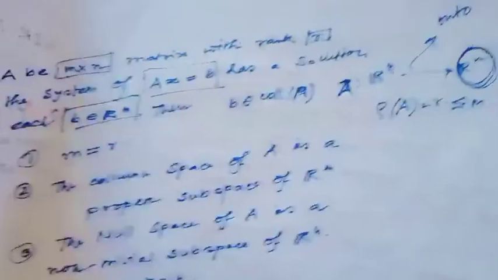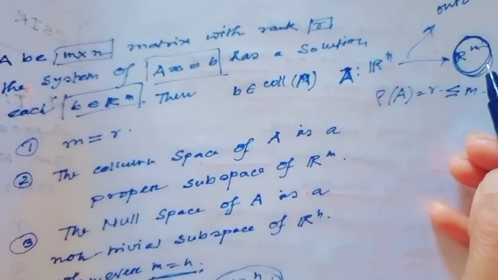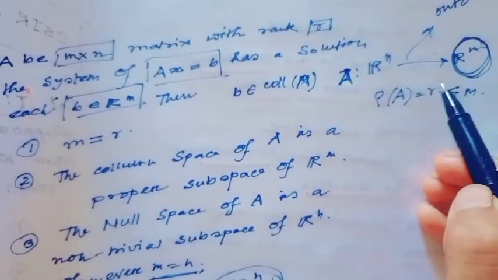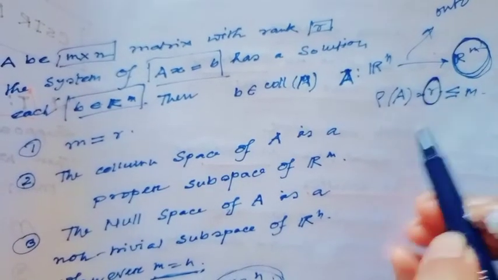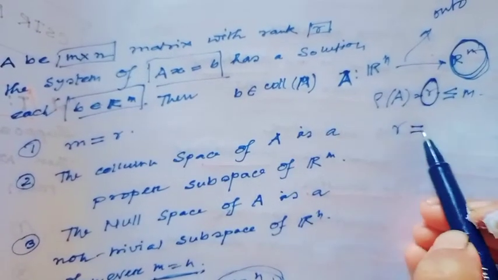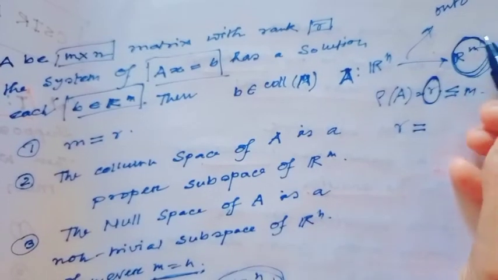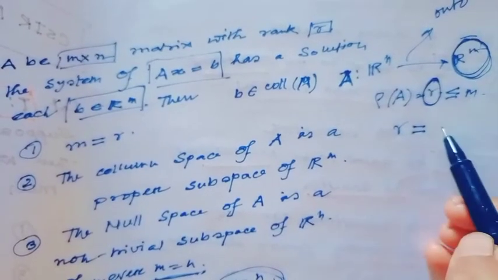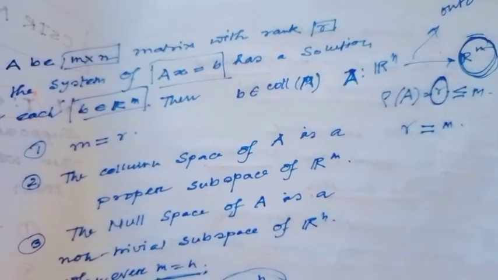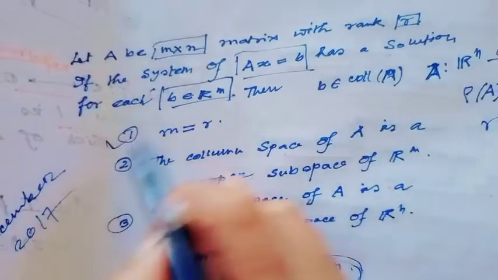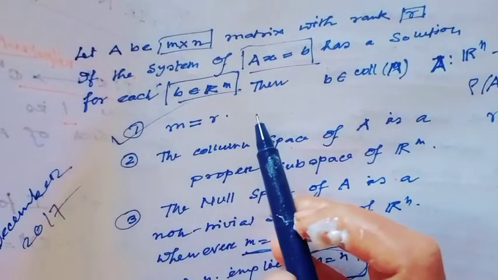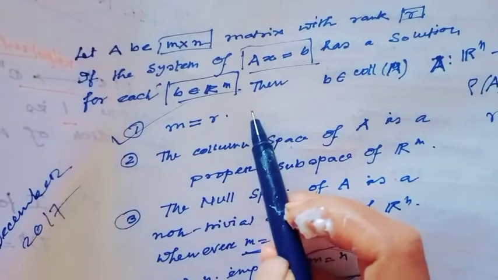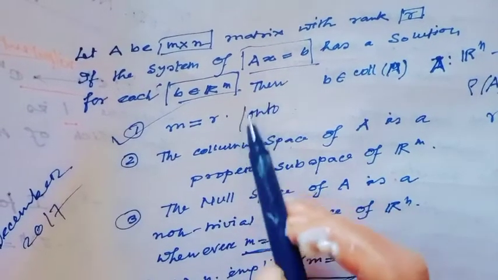Since this is an onto linear transformation, the range should be equal to the whole codomain space, which means the rank is equal to m. So option 1 is a right option. True, because our given linear transformation is onto, otherwise this is not true.